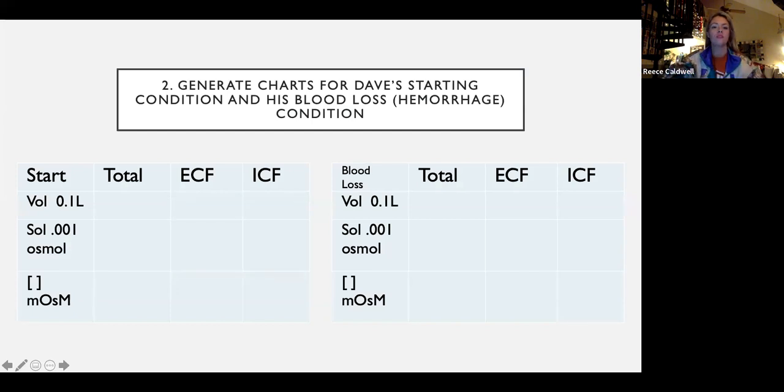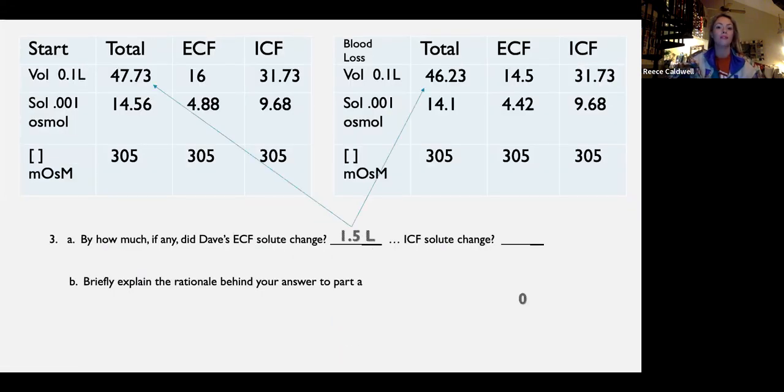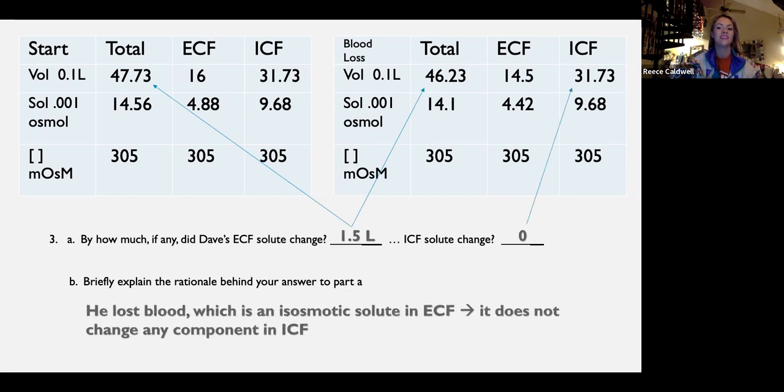So Dave lost blood. And blood is an isoosmotic solute in the extracellular fluid. Therefore, it does not change any component in the intracellular fluid. It's isoosmotic, isotonic. It's not going to affect that intracellular fluid. He lost blood. It's not going to change anything with his cells. It will change his extracellular fluid because he lost body volume. He lost weight. He just bled out blood.